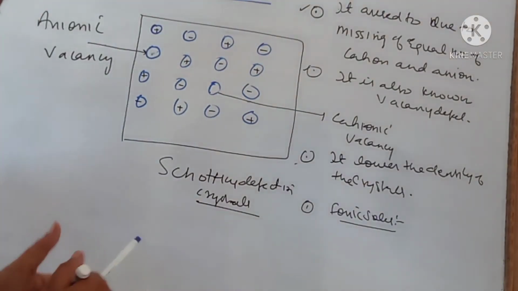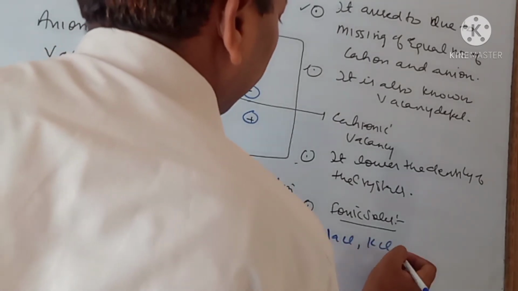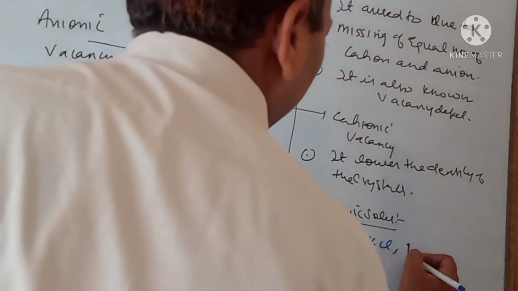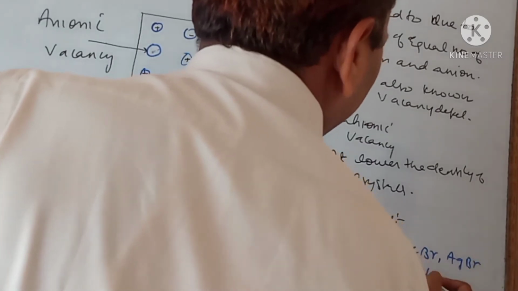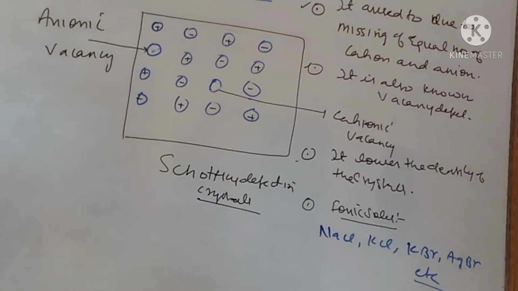Examples we can take up. Example, NaCl, KCl, right? And many more you can tell, KBr, AgBr, etc. So these are the examples of this Schottky defect. Okay, so simple. This is the concept. Schottky defect is very simple, right?